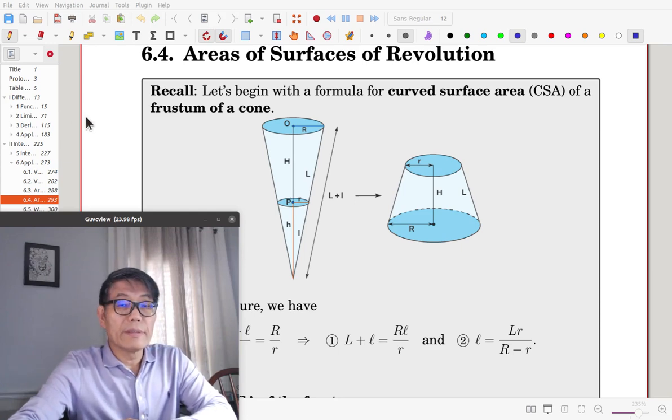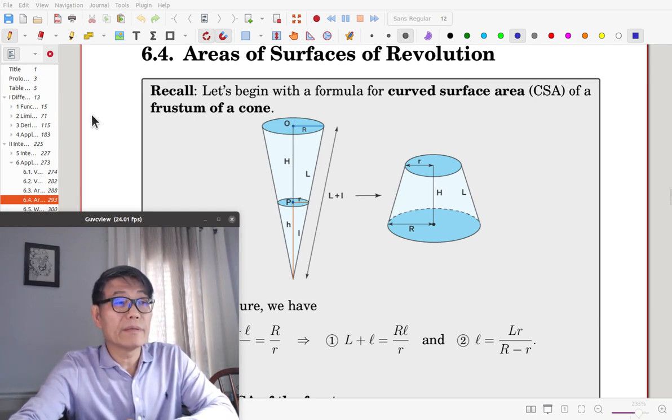It is section 6.4, areas of surfaces of revolution. Let's begin with a formula for the curved surface area of a frustum.